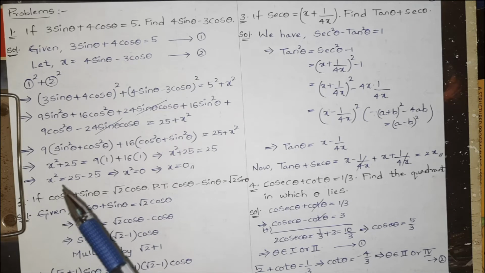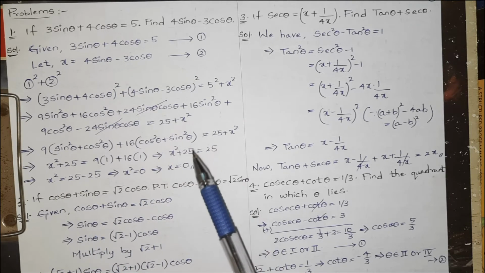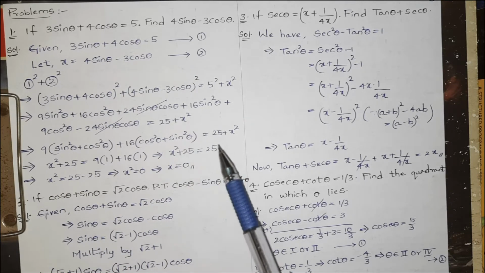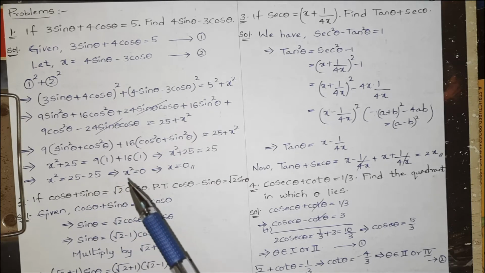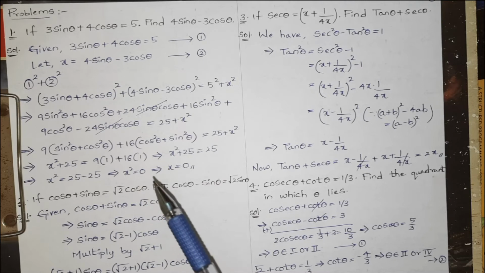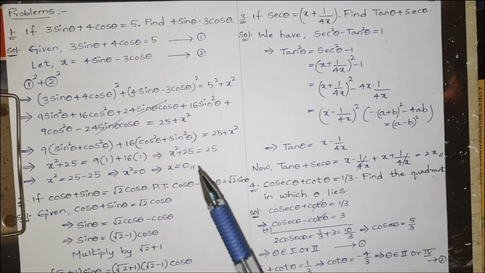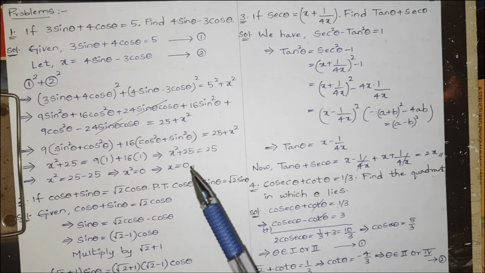That implies, bringing this onto the left hand side and that onto the right hand side, x square is equal to 25 minus 25. That implies x square is equal to 0, so x is equal to 0. So this is the final solution for the given question.